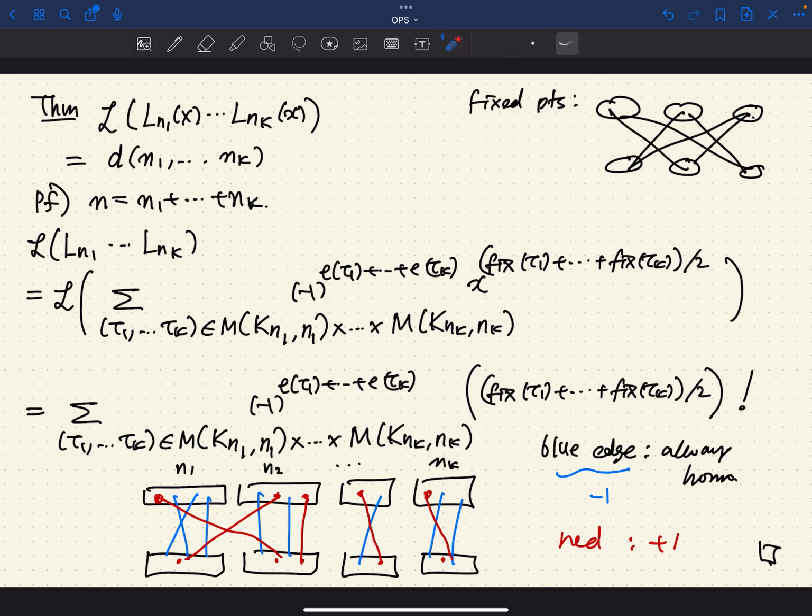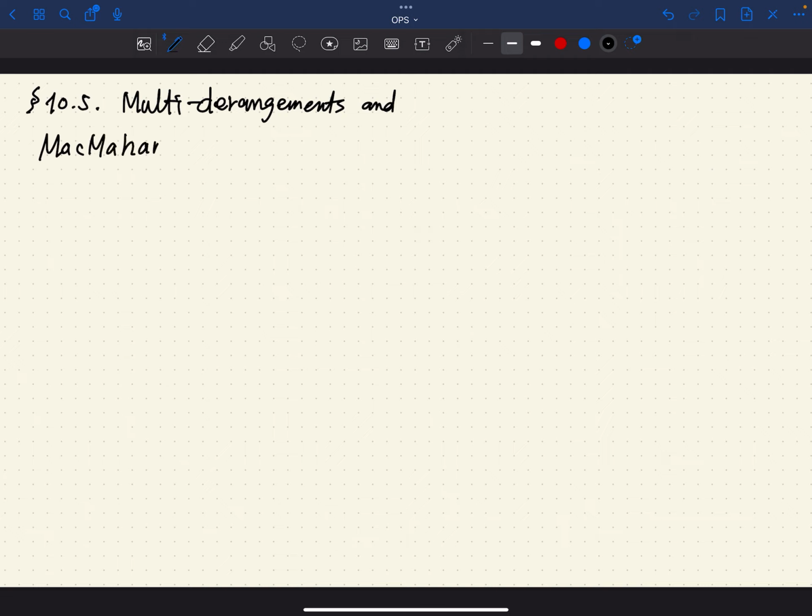And what's also quite interesting is we can find a generating function for this. We can actually enumerate this, using MacMahon's master theorem. So let me explain what that is. Multi-derangement and MacMahon's master theorem.